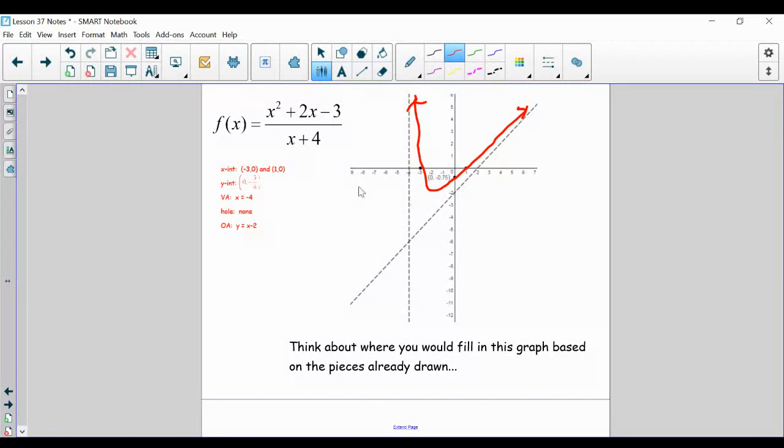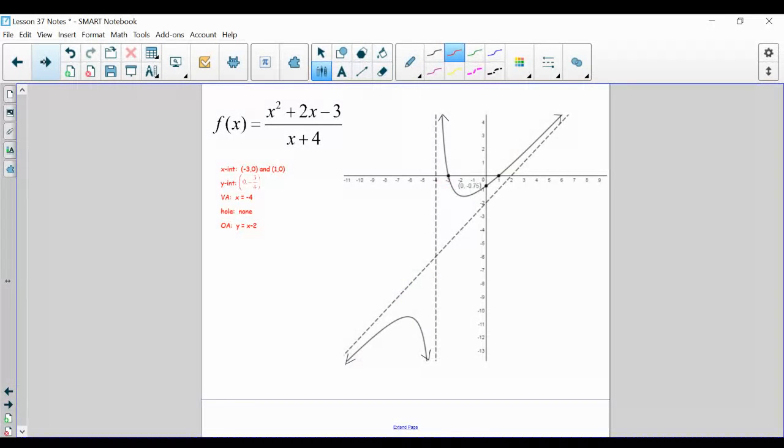From this vertical asymptote over to the left, because this is x plus 4 to the first, and I go up here, that means I need to come from the opposite direction, so I would come from down here, change directions, go along the asymptote. Okay? So, again, there's a little bit better picture of what that would look like.